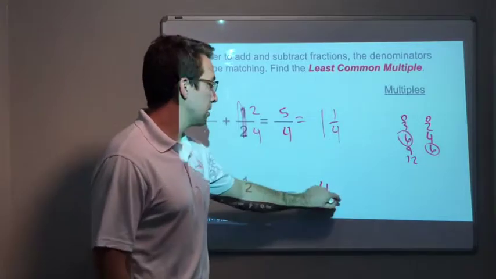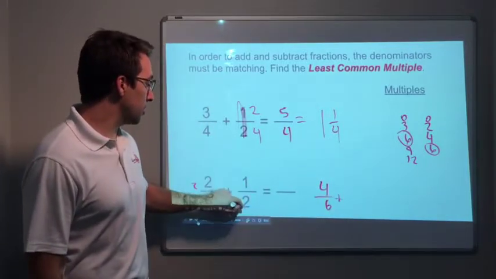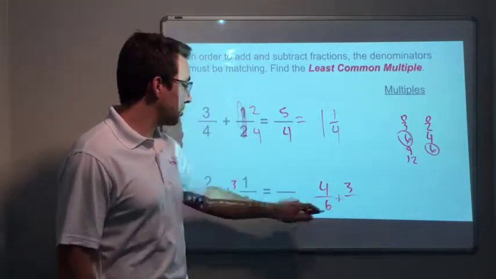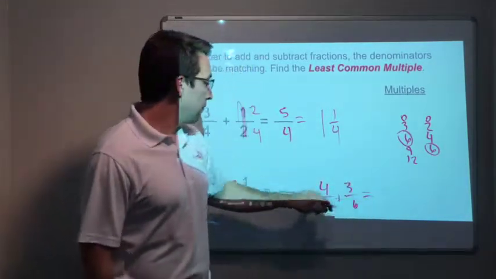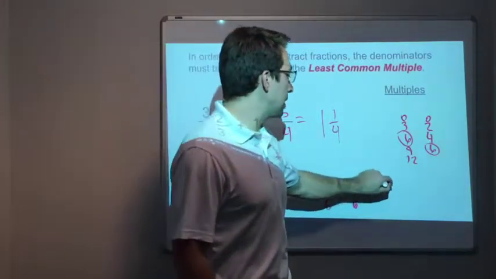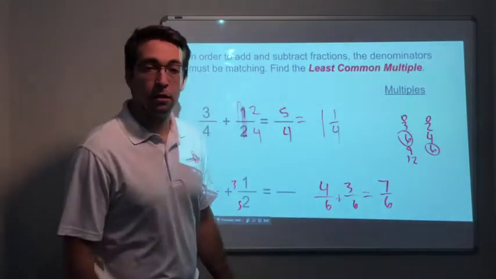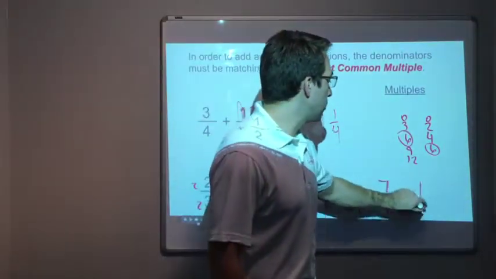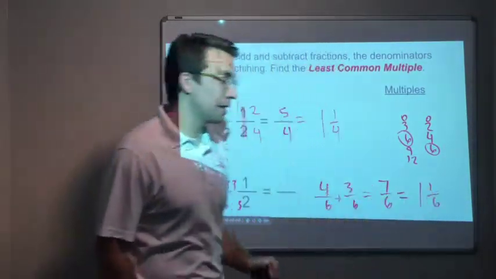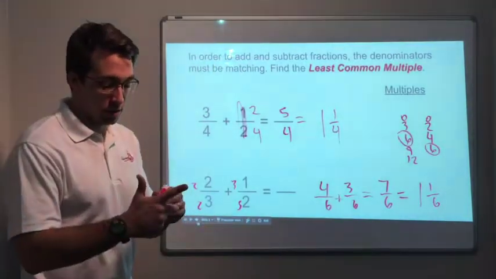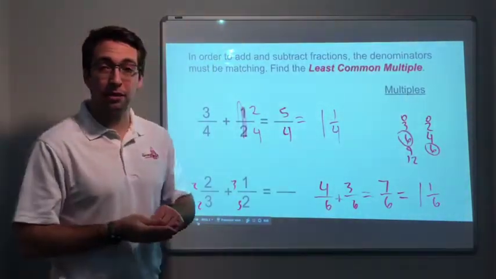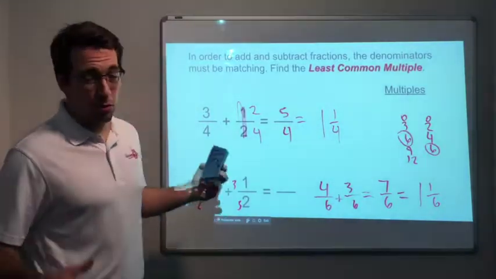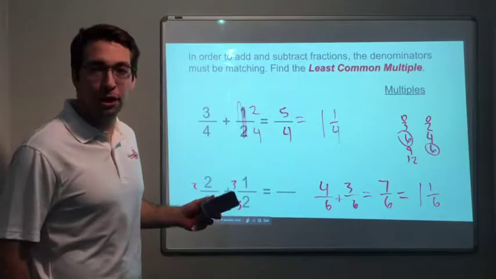Plus, we need to get to 6, so we're going to multiply by 3. 3 times 1 is 3, and 3 times 2 is 6. 4 plus 3 is 7, so 7/6, which is 1 and 1/6, because 7 minus 6 is 1. It's awesome. That's how we add fractions. That's how we find our common denominator and then add fractions.